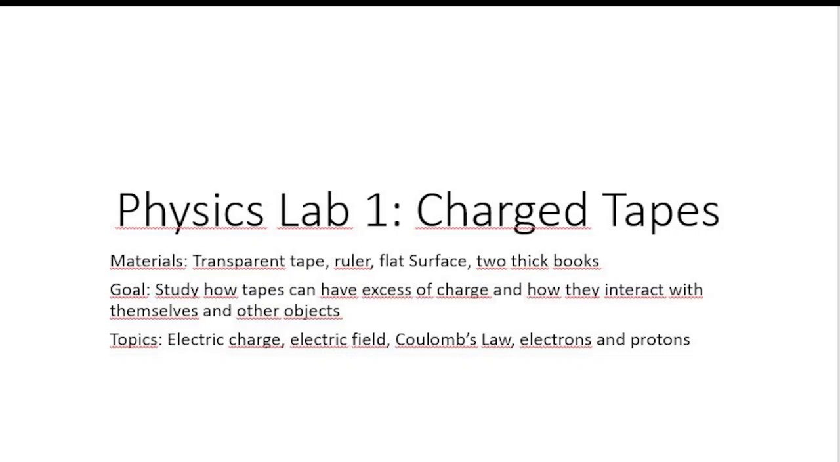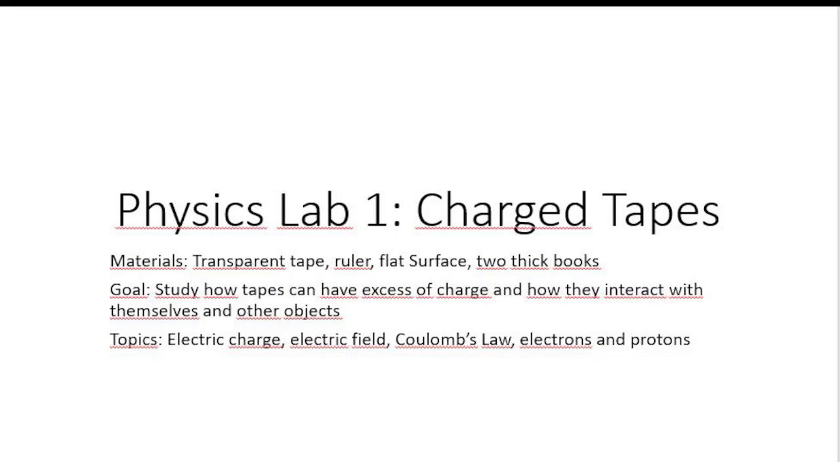So for our first physics labs, we talked about charge states, and it was a very simple but interesting experiment. The materials were a transparent tape, a ruler, a flat surface, and two thick books, and the goal was to study how tapes can have excess of charge and how they interact with themselves and other objects, such as our hands or pens, for example.